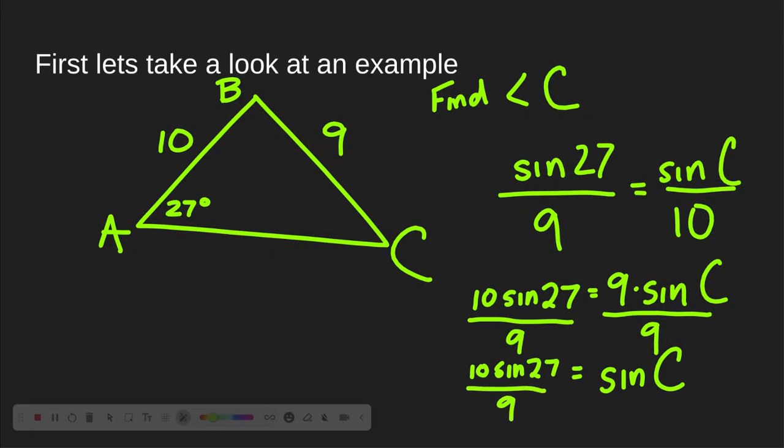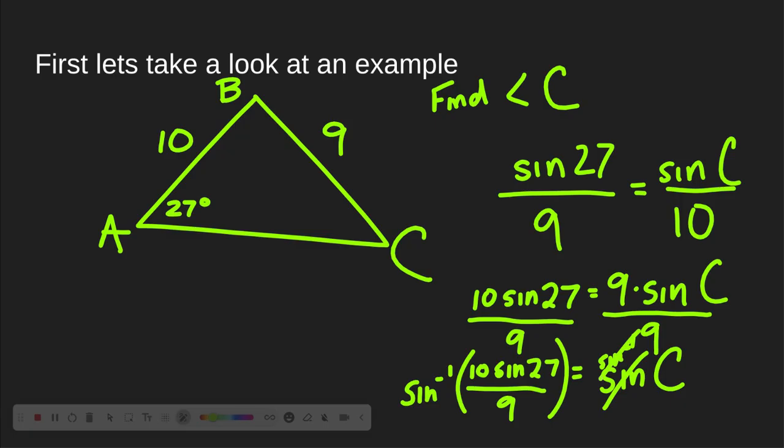What are we solving for again? Solving for angle C. What's being done to angle C? We're taking the sine of it. What's the opposite of the sine? Sine inverse. So we need to do the sine inverse of that, and these two will cancel, and that will give us angle C.